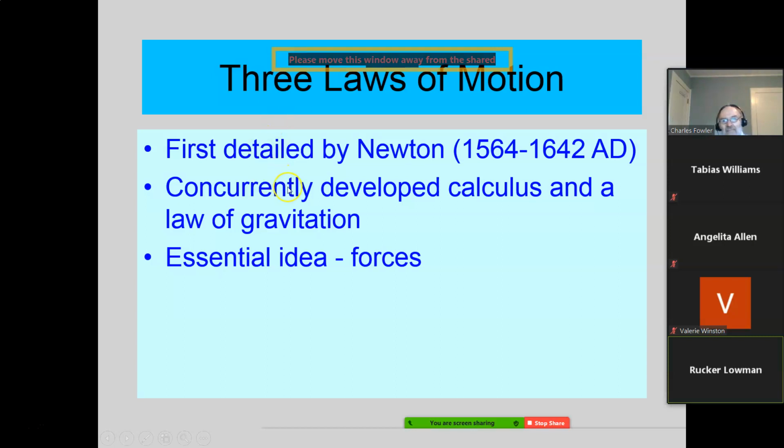Okay? Now, Newton had to develop a brand new math to be able to explain these laws of motion. And that's when he developed the calculus, which is a pretty hefty course. And he also had to develop a law of gravitation, which we're going to get to toward the end of this chapter. Maybe not today, but next time. The essential idea in a lot of this was the idea of forces. And you'll see the term force show up in all three laws of motion. One place it's not there, one place it is, and one place there are two of them.